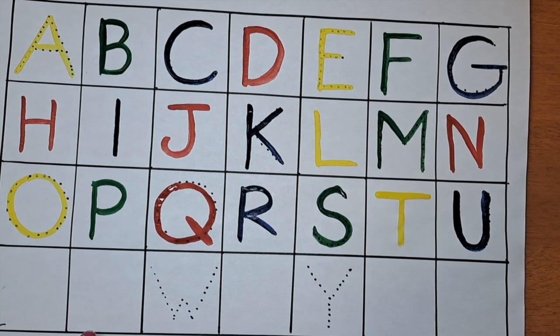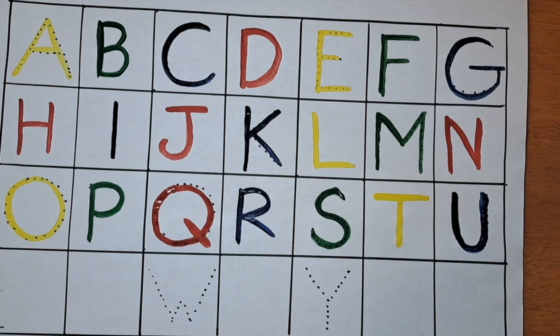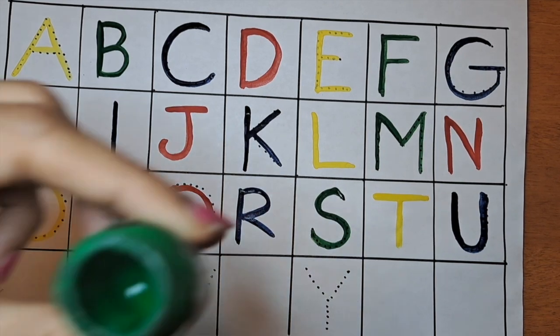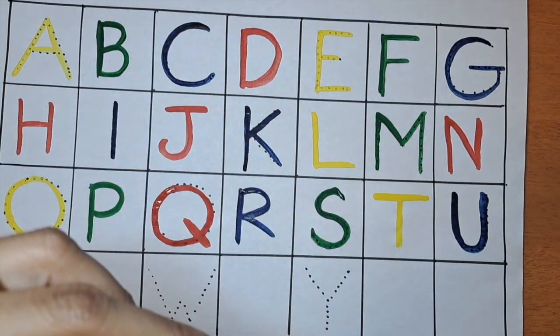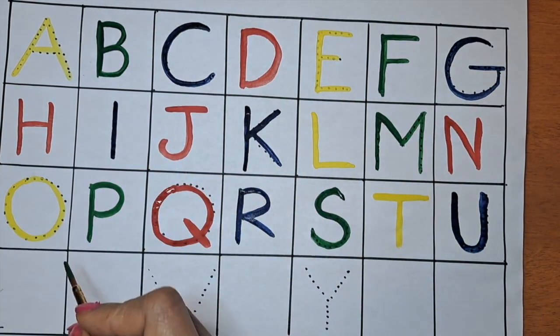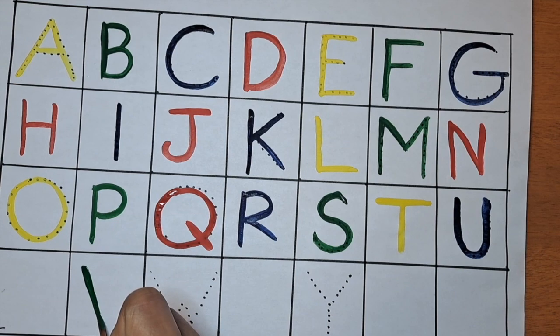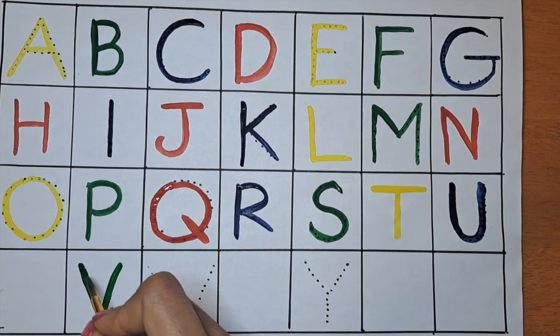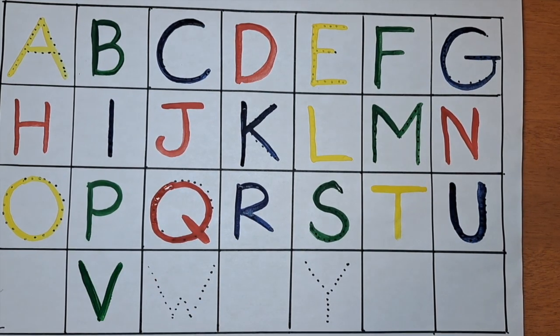What is the next letter over here? V. Can we color this V with the green color? Let's color this V with the green color. V for van. V for van.